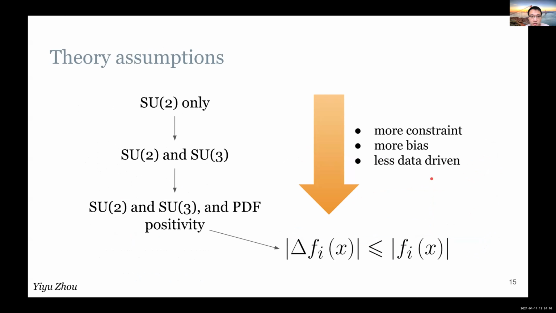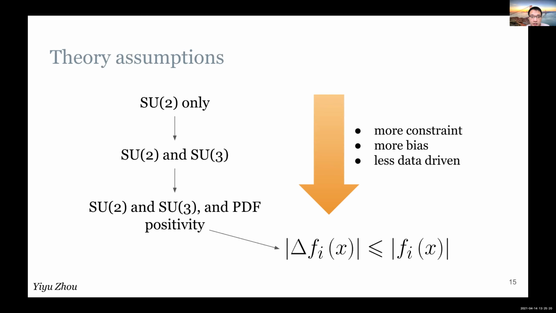It turns out it all comes down to the theory assumptions. In the past years, when it comes to the extraction of the polarized PDFs, theory assumptions including the SU(2), SU(3) symmetries and PDF positivity are almost always implemented. PDF positivity, briefly, is a requirement that the magnitude of the polarized PDF should be smaller than or equal to the corresponding unpolarized PDF across all x and for all flavors. All those theory assumptions are implemented because of the relatively large uncertainty that the polarized experimental data have.